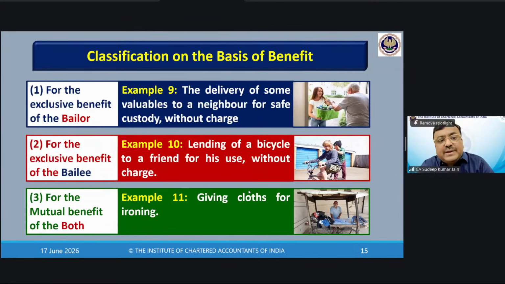For exclusive benefit of the bailee, bailee के benefit के लिए, only the bailee gets benefit: lending a bicycle to a friend for his use without charge, giving a book to a friend for examination purpose. For mutual benefit of both parties, both meaning bailor and bailee.